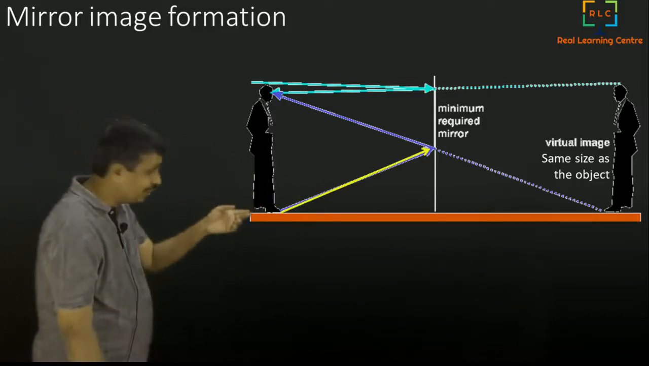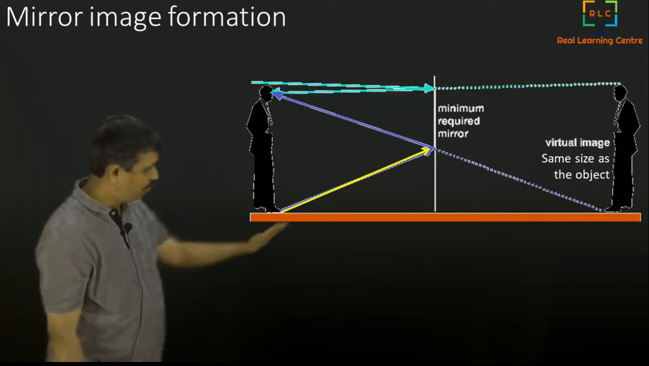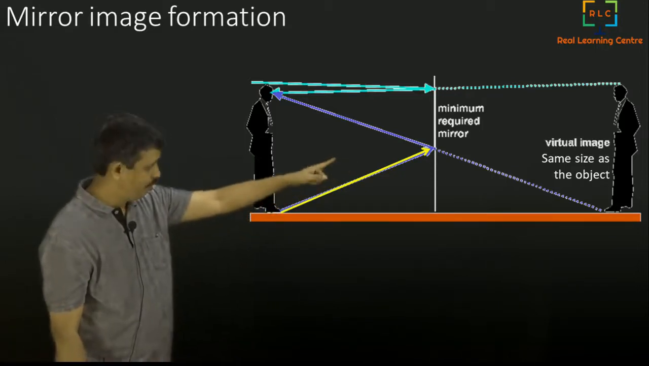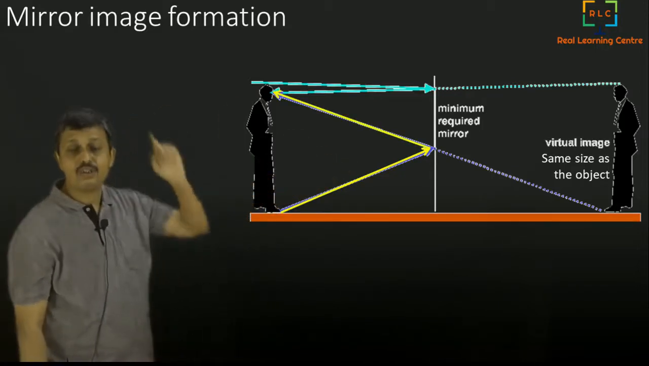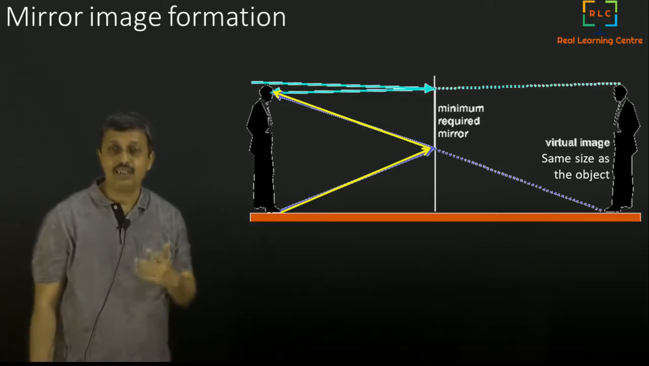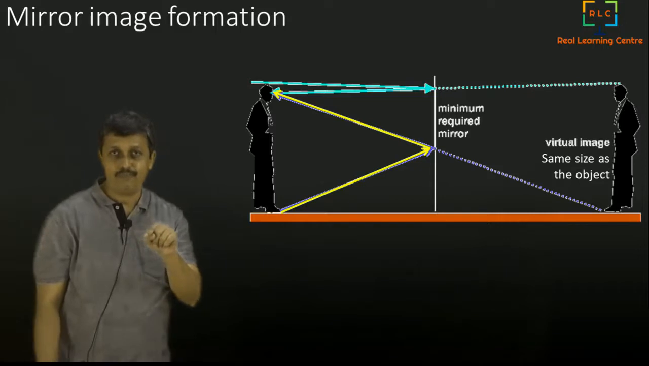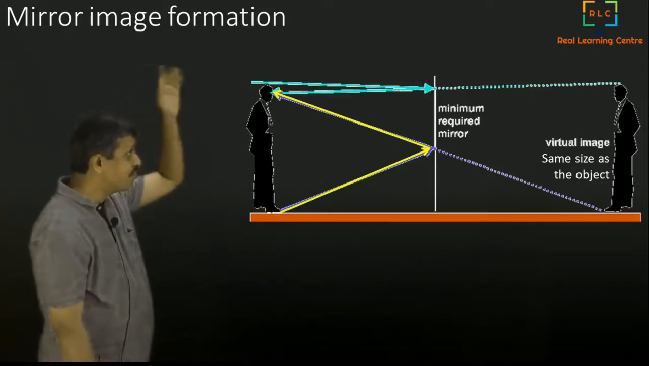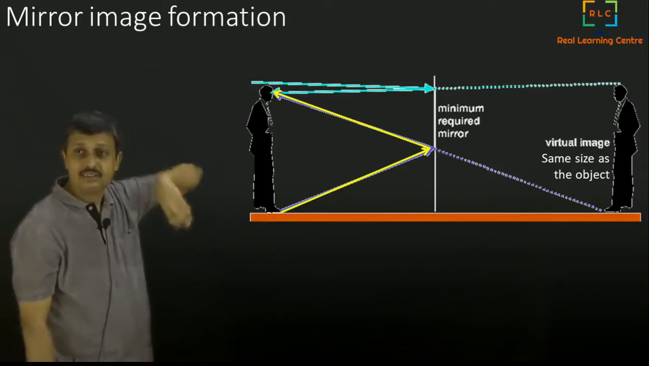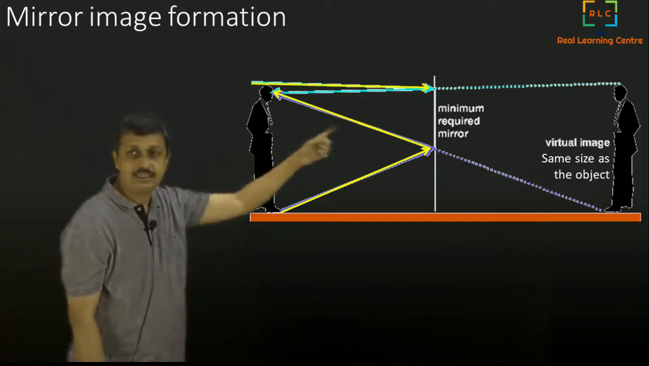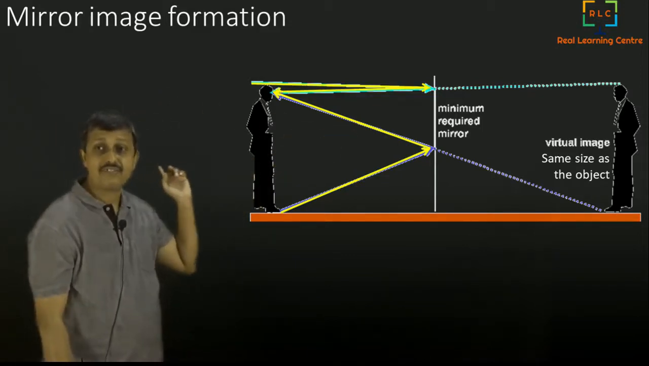So that is what happens here. You can see a light that goes from the leg, goes to the mirror, reflects back and comes to the eye. That is the ray by which I can see my own legs. And similarly, the top of my head, that ray goes from the head and hits the mirror and comes back to my eyes.